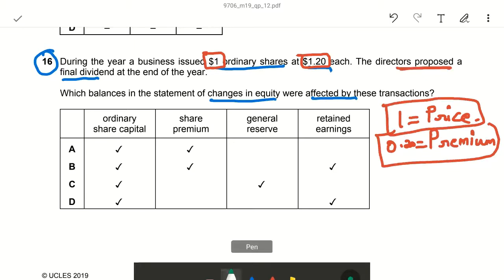So let's check the answer. A. Ordinary share capital. Yes, it is increasing. There will be a change in the ordinary share capital. Share premium change. No change in the general reserve. Then no change in the retained earnings. Second, ordinary share premium retained earnings. B is wrong because the business has just proposed the dividend but they have not paid. So the correct answer is A.